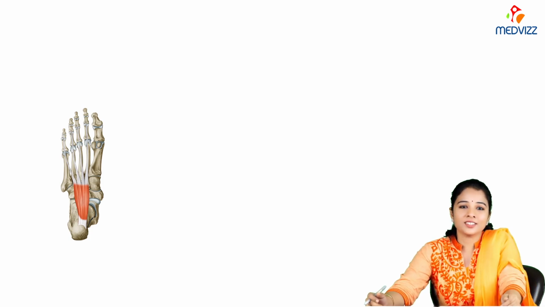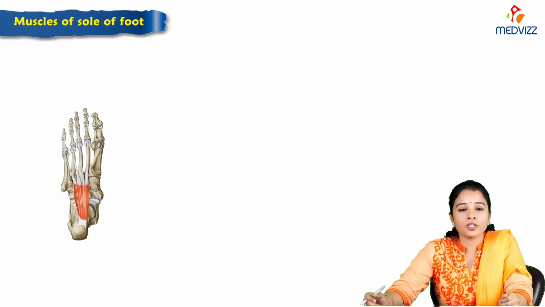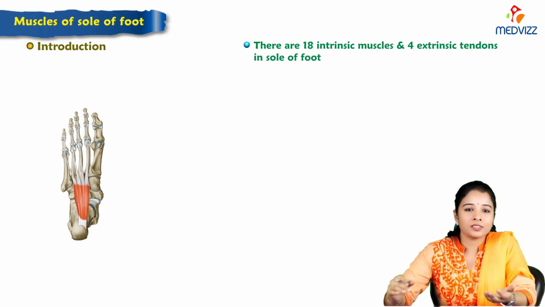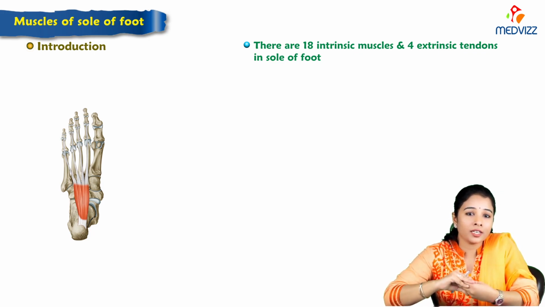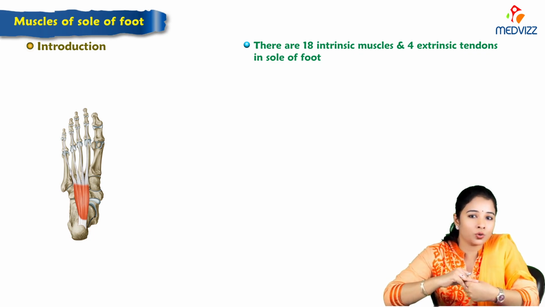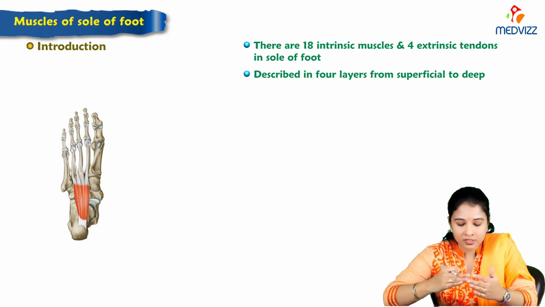So dear students, today we will learn about muscles of the sole of the foot. If you see the sole of the foot, there are muscles, like those present in the hand, which are called intrinsic muscles. There are 18 intrinsic muscles and 4 extrinsic tendons in the sole of the foot. The muscles of the sole we can describe in layers. We can divide it into 4 layers, and we will start discussing from superficial to deep.